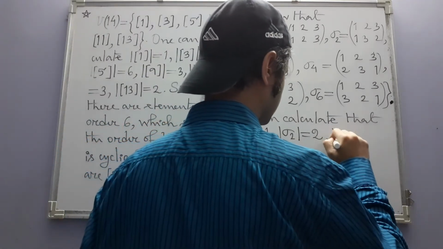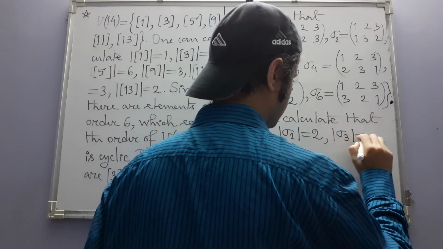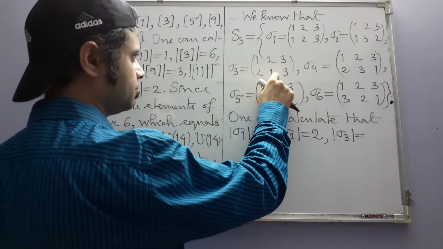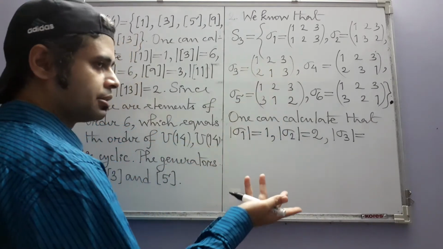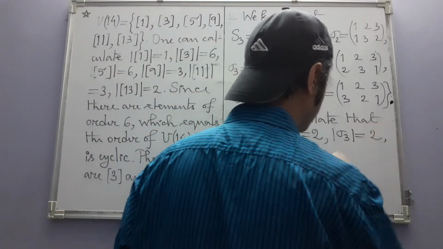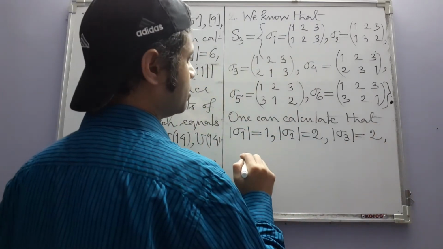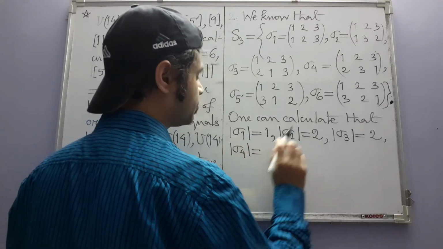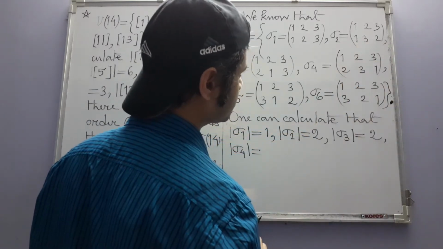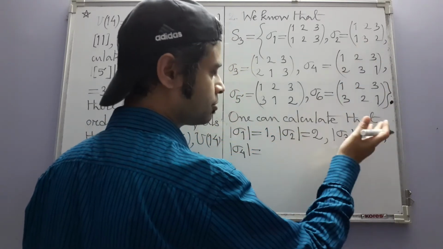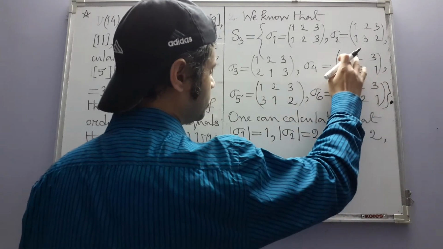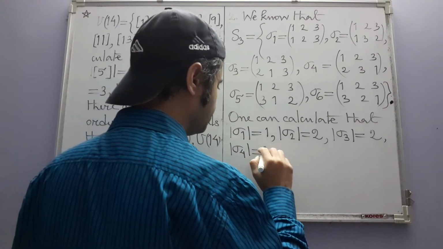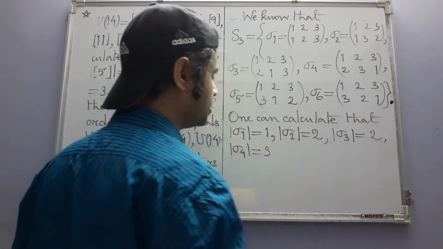Then the order of sigma 3. Sigma 3 interchanges 1 and 2. It takes 1 to 2, 2 to 1. So by similar arguments, this also has order 2. What about sigma 4? Now sigma 4 does not actually interchange just two symbols, it changes everything. 1 goes to 2, 2 goes to 3, 3 goes to 1. But you can see, if you look carefully, its order will be 3.